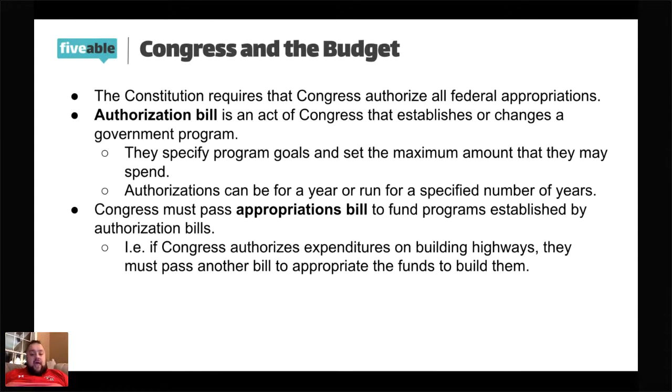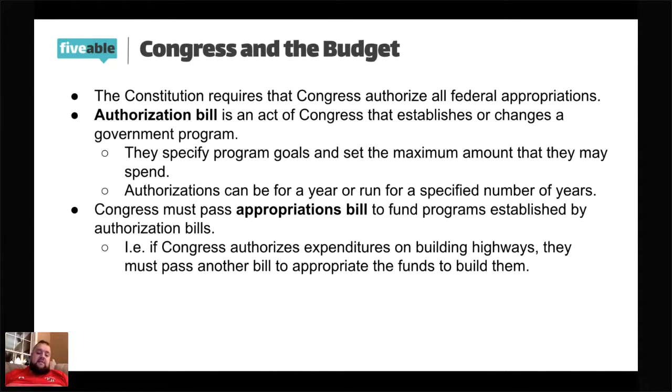Then Congress has to pass an appropriations bill to fund the program that was established by the authorization bill. So if in the authorization bill they said, okay, we're okay with NASA going to Mars by whatever year, now they need to pass an appropriations bill to set aside money to pay however many billion or trillion dollars, God only knows, it is going to cost to send someone to Mars.